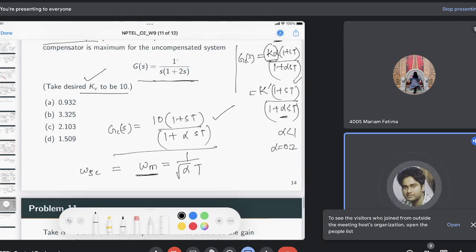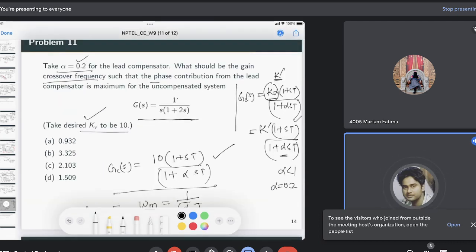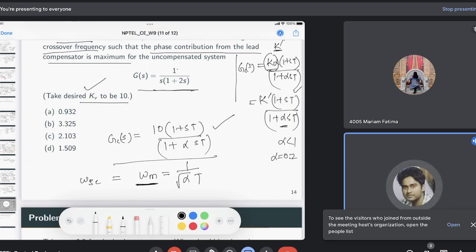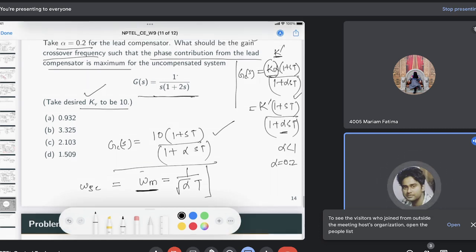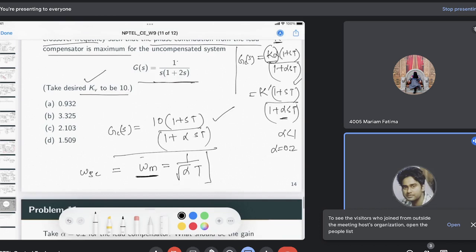Why? Because we want the phase contribution from the lead compensator to be maximum at the gain crossover frequency, but we see that this frequency is this one. For the lead compensator, this omega m is the frequency at which it will contribute the maximum phase lead, right? So if we want this maximum phase lead to occur at the gain crossover frequency, then we should take this frequency at which the compensator is giving the maximum phase lead. That frequency we should take as the gain crossover frequency.